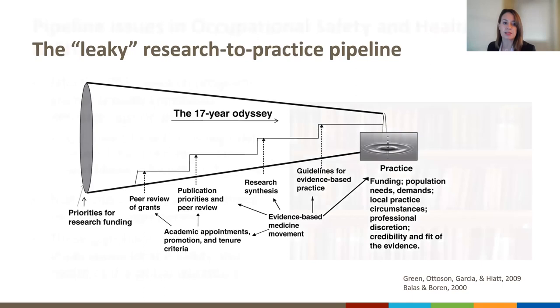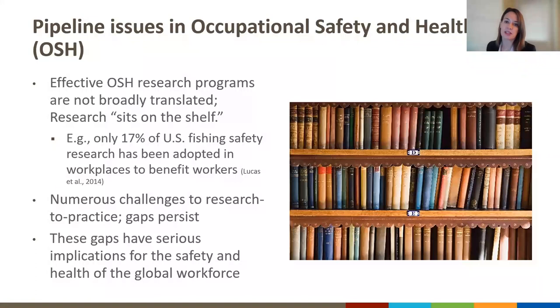So there are a number of gaps in bringing occupational health and safety research into sustained practice to benefit workers and communities. For example, according to research from Lucas and colleagues, only 17% of US fishing safety research has been adopted in workplaces to benefit workers. Reasons for these gaps are numerous, and they include the complexity and diversity of US workplaces and workforces, and the difficulty in accessing many worksites and workers, as well as the lack of fit of interventions with the local context. Occupational safety and health leaders have therefore called for more adaptive, innovative, and transdisciplinary research. This includes approaches that speed translation for addressing the multi-level and interconnected real-world challenges of a rapidly changing global economy and workforce and global public health crises, such as the COVID-19 pandemic. Next slide, please.